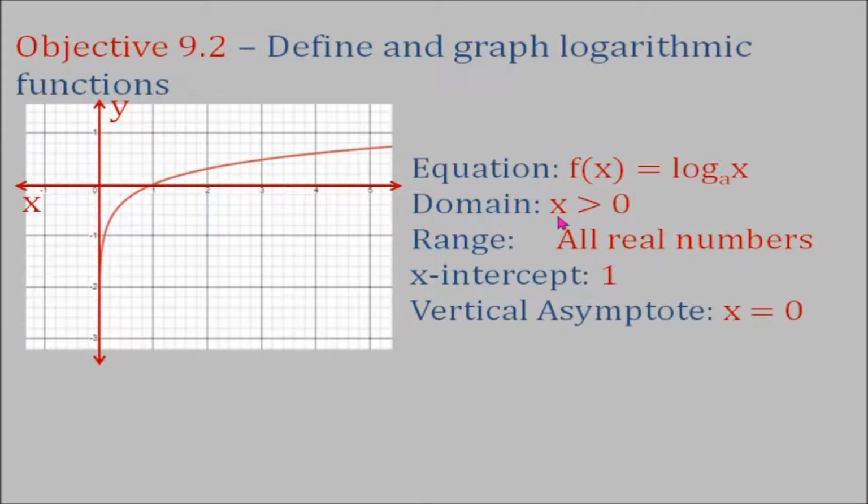Its domain is x is greater than 0. That means to say from greater than 0 and extends infinitely to the right. Its range is all real numbers. So meaning to say this graph extends infinitely downward and infinitely upward. Its x-intercept is 1, this point here, and it has a vertical asymptote whose equation is x equals 0, or the y-axis.